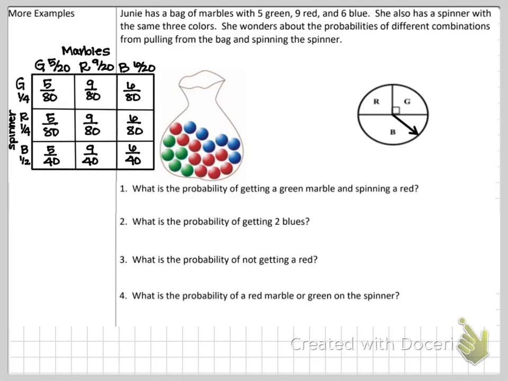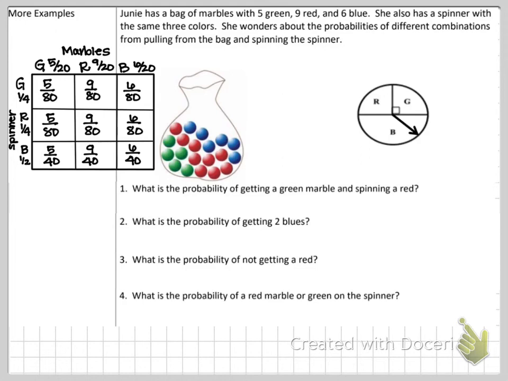So just doing a quick check-in on my model, I decided to go ahead and just use an area model only because it was 2 variables at work. So I chose marbles across the top and I used the information that was given to me. I know that there are 20 total marbles because I added up the 5, the 9, and the 6, and then figured out what the ratios were for each color. And then down the side, I decided to use the spinner. Okay, so now I want to be able to answer my question.